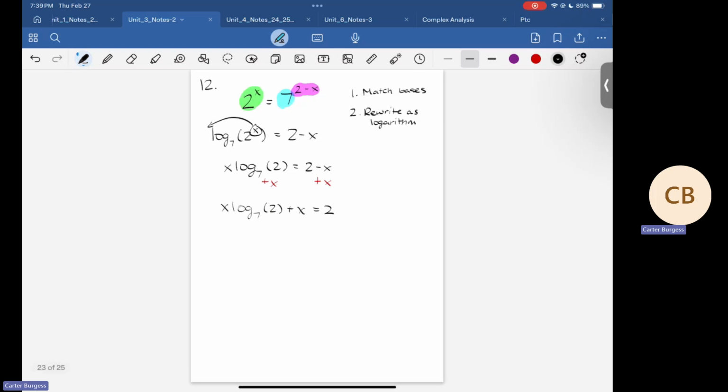And then here, normally we would combine like terms, but unfortunately we don't really have that luxury. And so instead we'll factor an x out to the front. And then divide by this weird constant, but just a constant. Divide by this log base 7 of 2 plus 1 on both sides. And so I get that x is equal to 2 over the log base 7 of 2 plus 1.